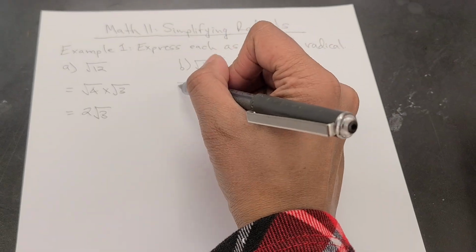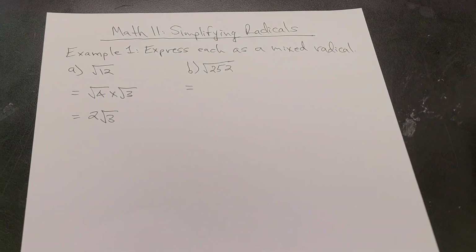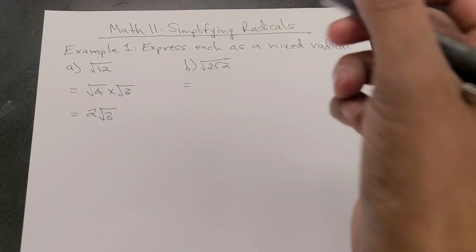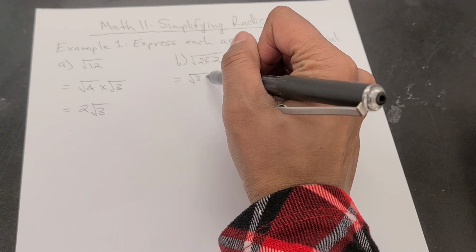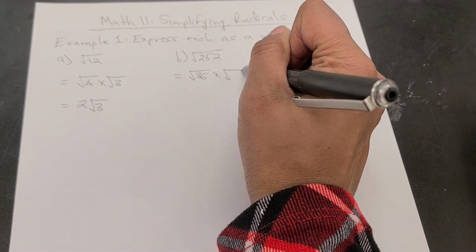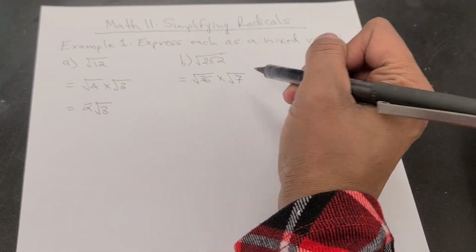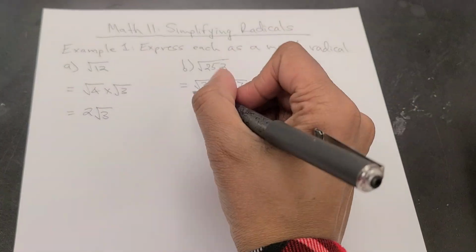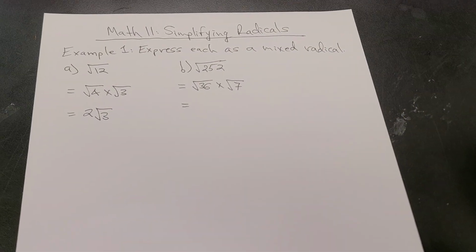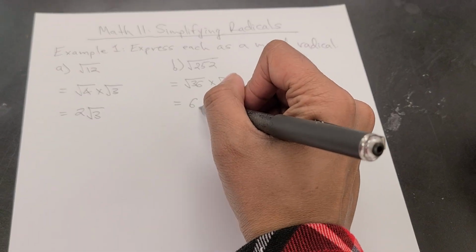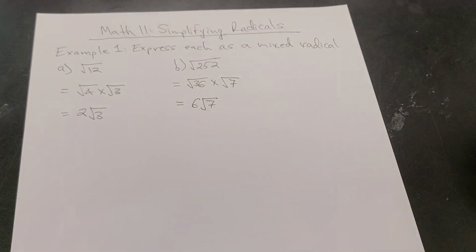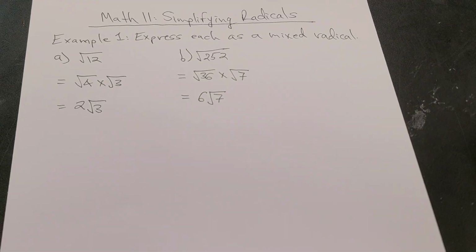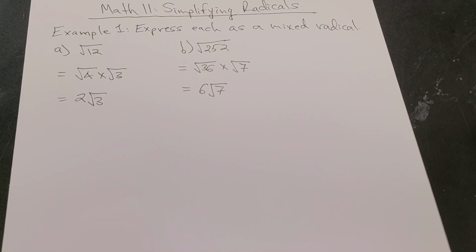However, I'll show you the largest perfect square that I can use for 252 is I can do square root 36 times the square root of 7. Do you see that? And this is going to equal, because I know square root of 36 is 6, so this becomes 6 root 7. Okay, and this is the final answer right here.